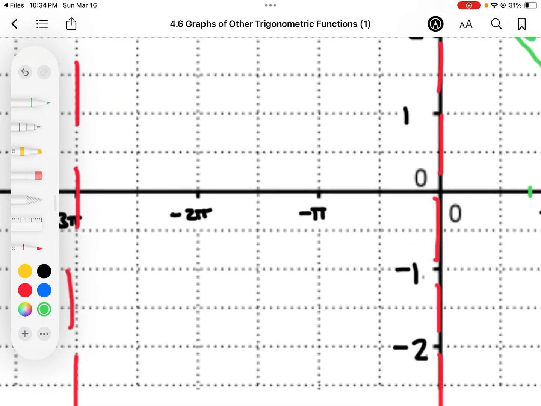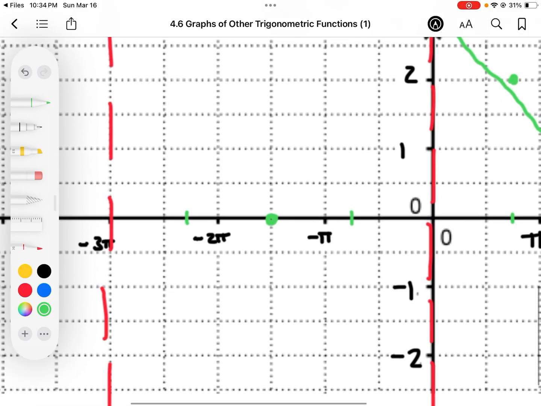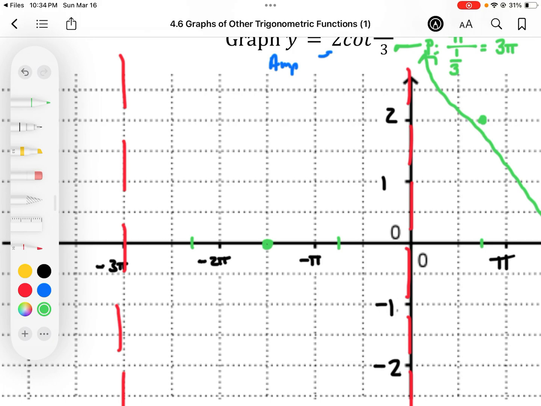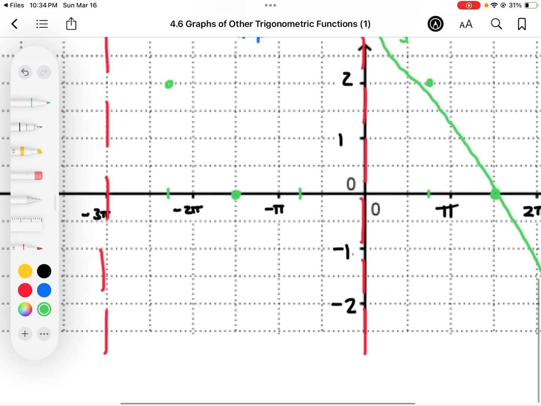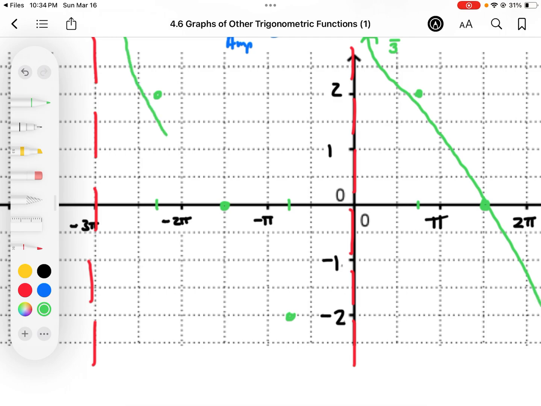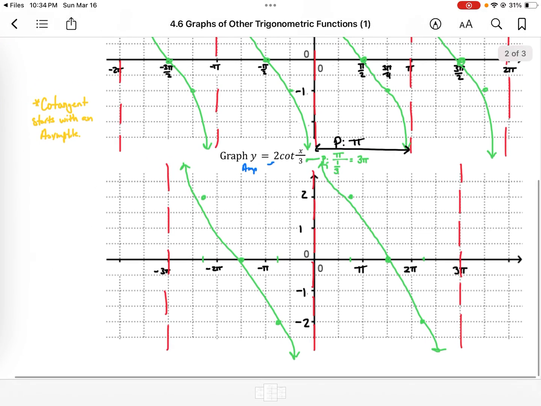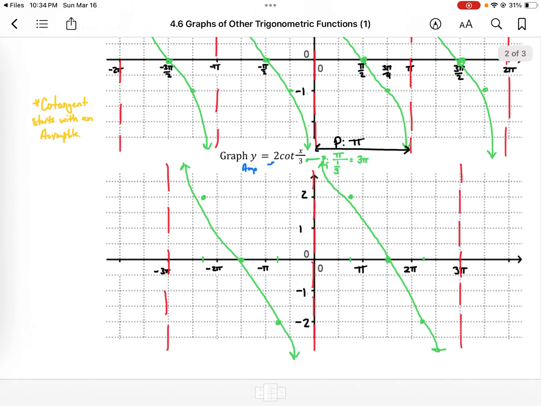Halfway between is going to be our 0. Halfway to the left and to the right is going to be my 1s and -1s. I have to go up to 2. This decreases throughout. That one was better. And there we go. There's 2 periods worth, period length of 3 pi with an amplitude of 2.